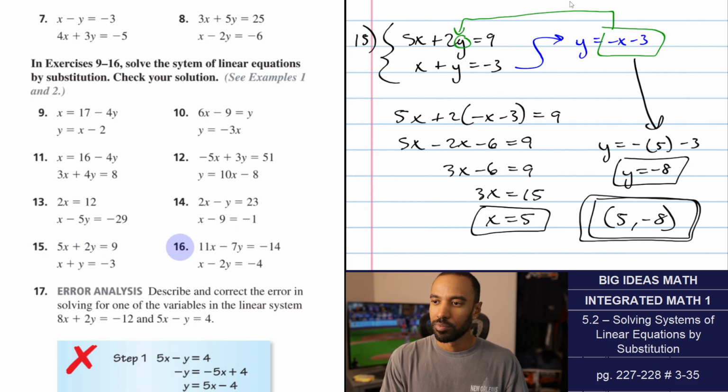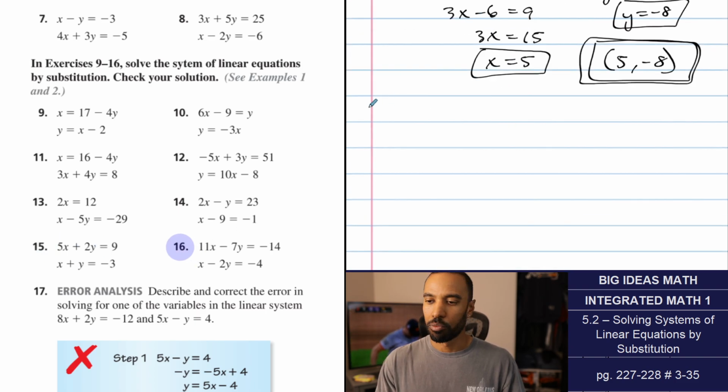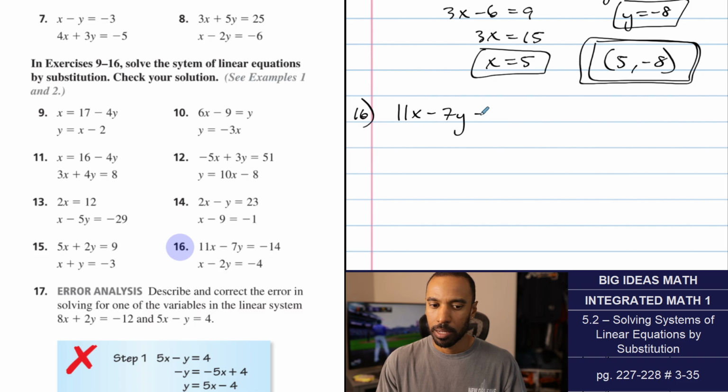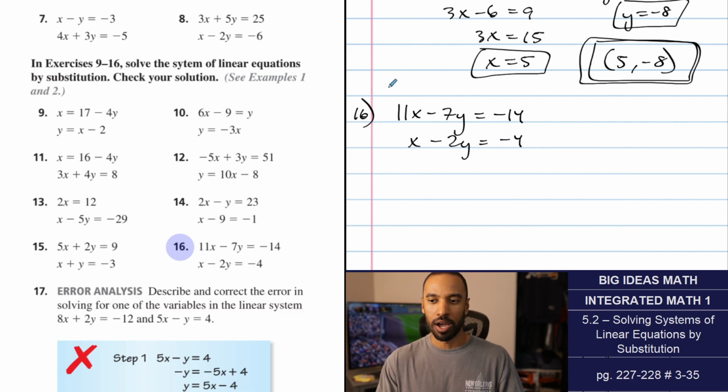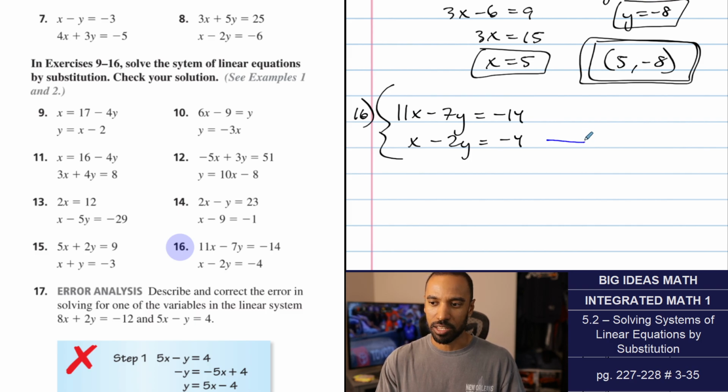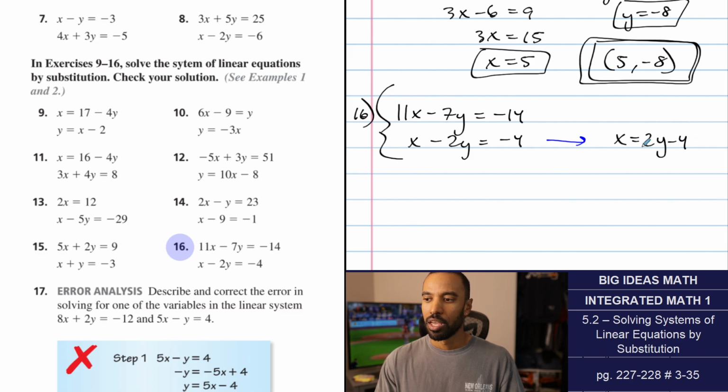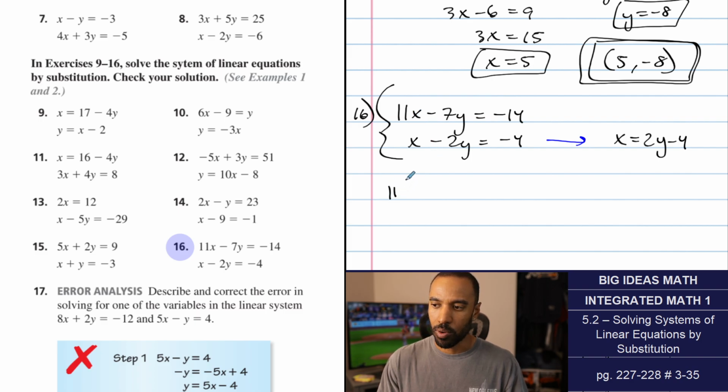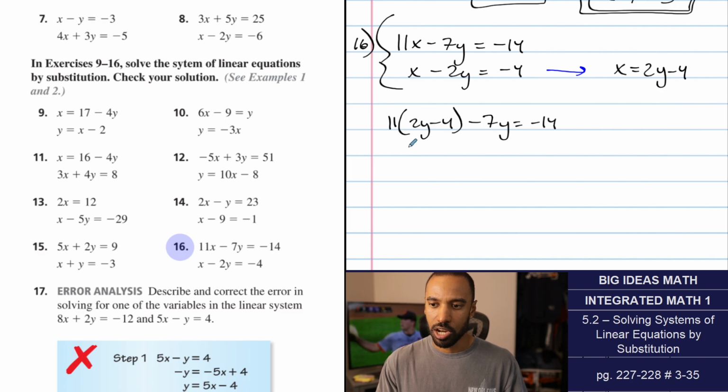Number 16. If you're looking at which variable to get by itself, which one would you recommend? Top x, top y, bottom x, or bottom y? Again, they're making some of the easier decisions for us by showing there's just an x by itself, meaning coefficient of 1 on that bottom equation. Let's get that x by itself, guys. Add 2y to both sides. We'll get x equals 2y minus 4. So 2y minus 4 is going to take x's place here, okay? Top equation. So now this top equation, instead of saying 11x, we'll say 11 times the quantity 2y minus 4, minus 7y equals -14. And off to work you go.